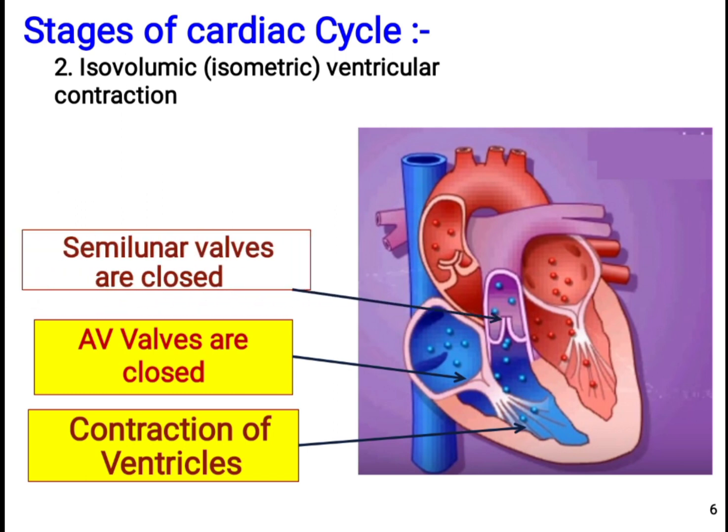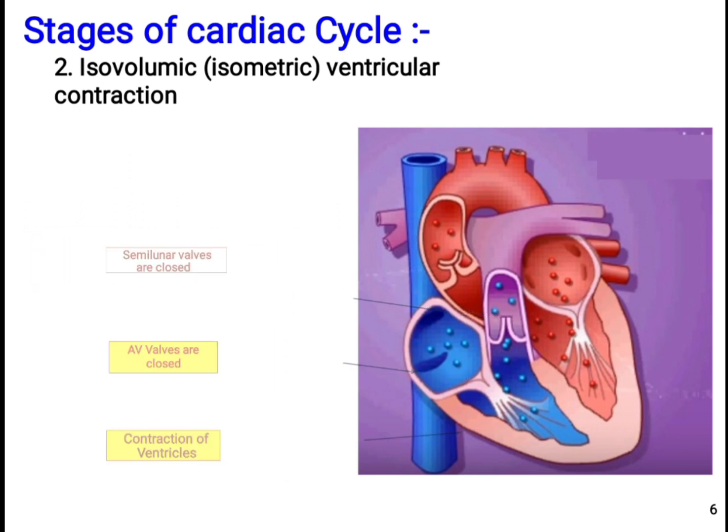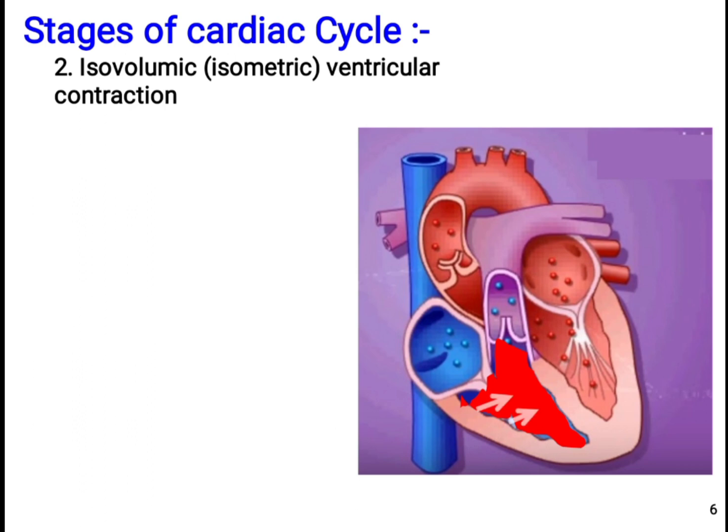But just remember, our semilunar valves are still closed. Why? Because the arterial pressure is still higher than the ventricular pressure. So when the atrioventricular valves snap shut, their closure produces our very first heart sound. That heart sound is known as the lub sound. It is usually denoted as S1 on the phonocardiogram, and it is of low frequency, longer duration, and low pitch.